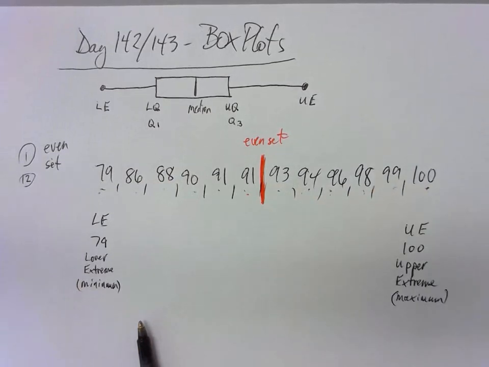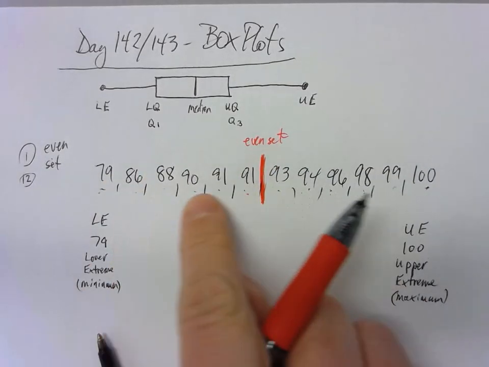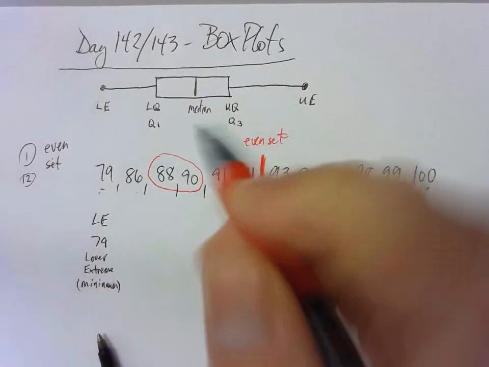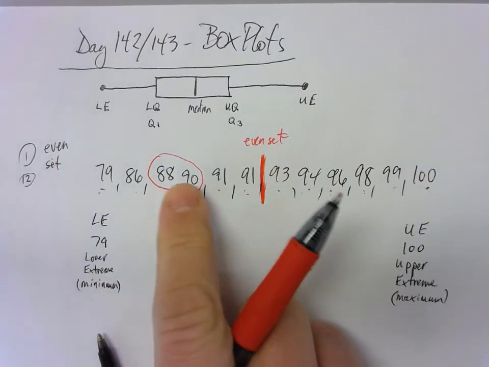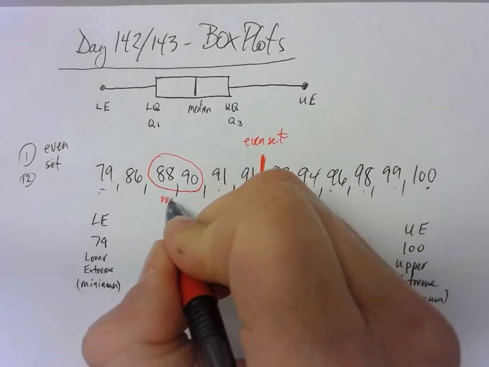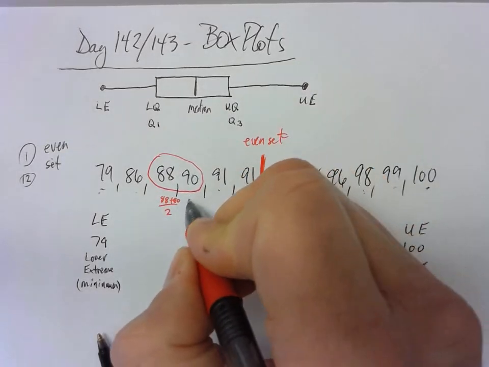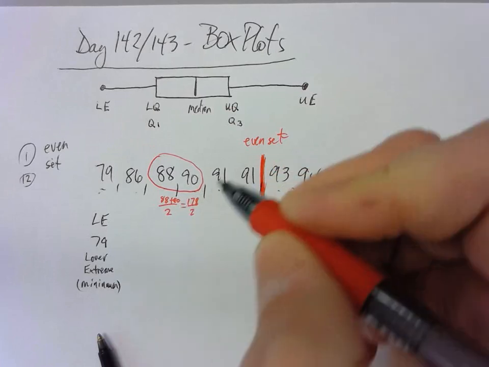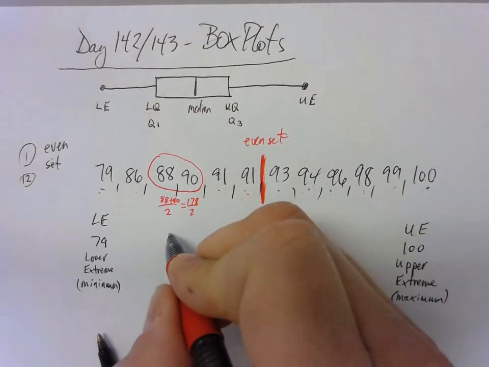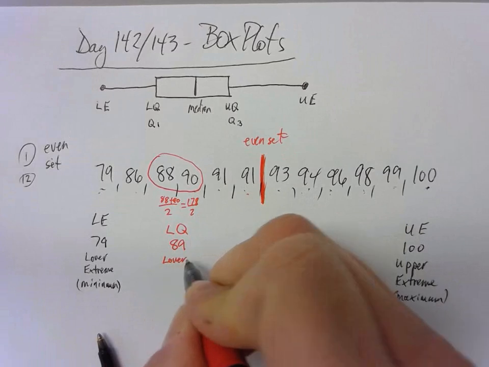Now we're going to find the median of the lower part. Well, there's not really one number right in there, you might say. Well, you're right. So I'm going to circle these 2. Remember, if you've got 2 numbers in the middle, you add them up and divide by 2. So you add 88 plus 90, and then divide that by 2. 88 plus 90 is 178, and 178 divided by 2 is 89. Right? So the lower quartile is 89.